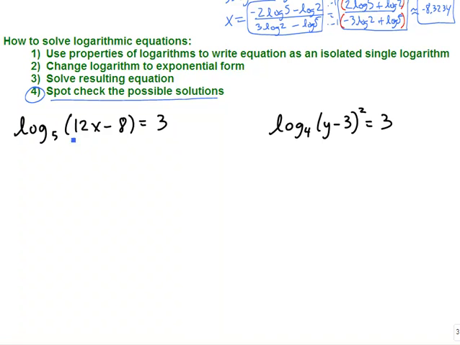So on this first example, I already have a single log, so we don't have to do any special tricks here. We already have our single log. So now all we have to do to get at this x is undo the log.